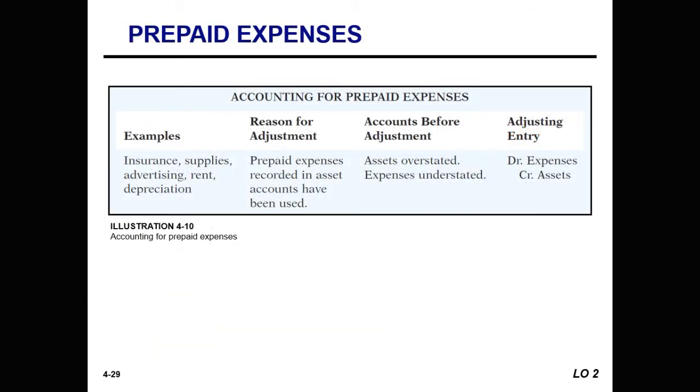Now, some of the types of prepaid expenses that we have to adjust for are insurance, supplies, advertising, possibly rent, depreciation. The reason that we do this is that the prepaid expenses need to be recorded as asset accounts when they're acquired and then allocated to those periods in which they benefit or have been used. The accounts before we engage in these adjustments, the assets are effectively overstated and your expenses are effectively understated. To create the adjusting entry, you will debit the appropriate expense account and credit the appropriate asset accounts.